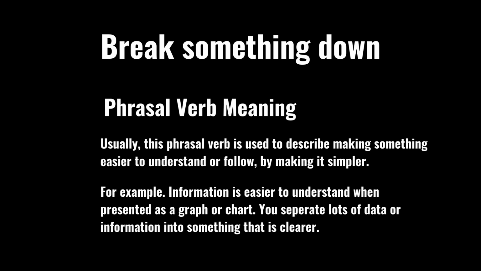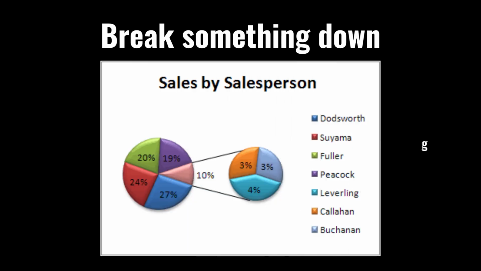What we want to do is take something that is big or complex and difficult to understand and make it easier or simple. So, information is easier to understand when we present it, say, in a graph or chart form, because you take complex details, complex information, and you separate it out into something that is much simpler.